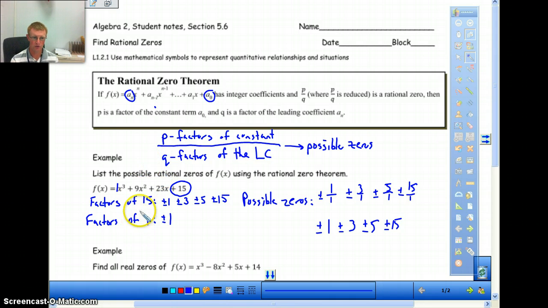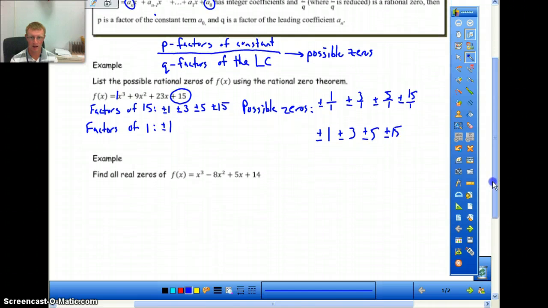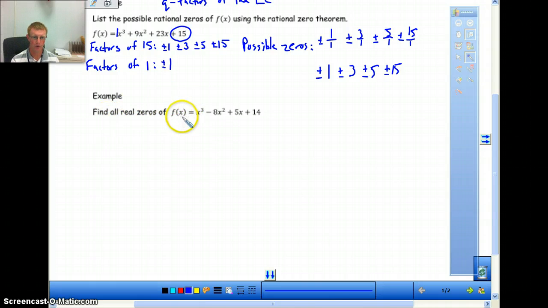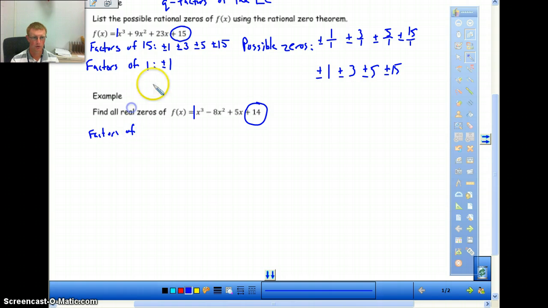Okay, so basically what you're doing is you're taking the factors that you got from your constant, these values, and just putting them over the possible factors that you get from your leading coefficient. Okay, so let's look at this in action. On this one, we're going to actually try and find what our zeros are. So we have find all real zeros and we have our function. Again, our constant at the end is 14. Our coefficient at the front is 1. So first let's list out the factors of 14. That means we have plus or minus 1, plus or minus 2, plus or minus 7, and plus or minus 14. And then our other factors of 1, we already know those.